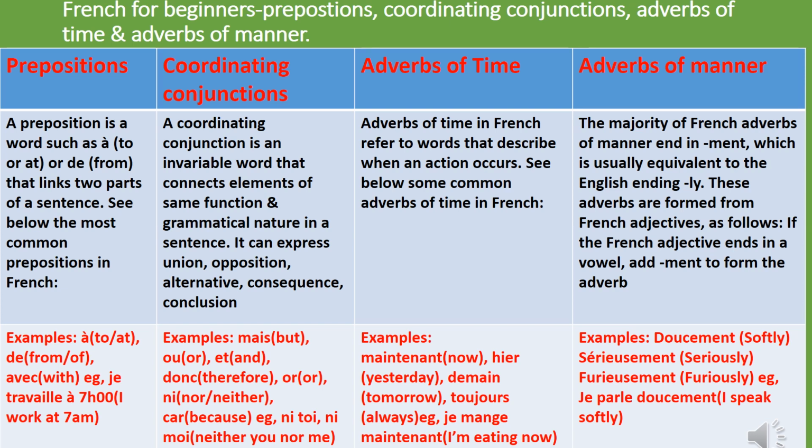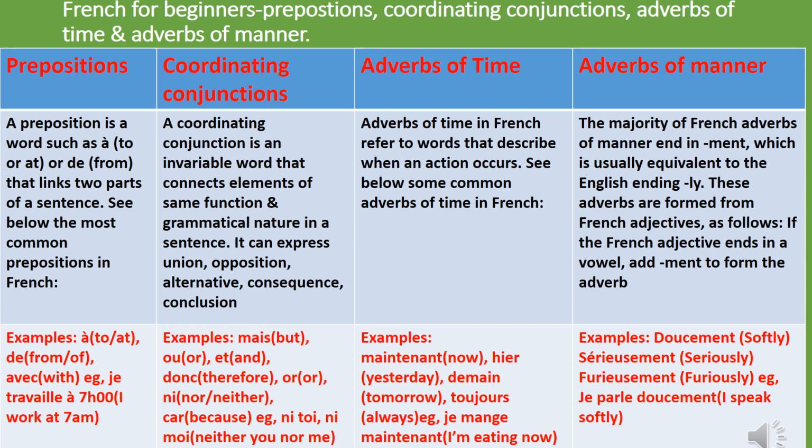Below there, I have given the examples in red, and you'll see again there's that à with the accent on top, which can be to or at. Then you have de, which can be either from or of, and you have avec, which means with. And lastly there, I'm giving an example I'll use in a sentence.